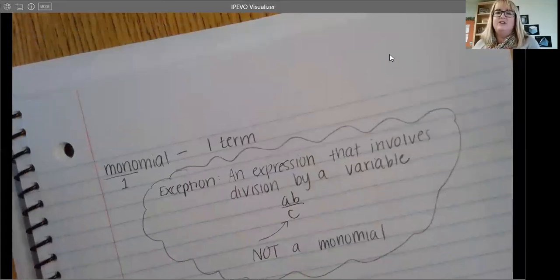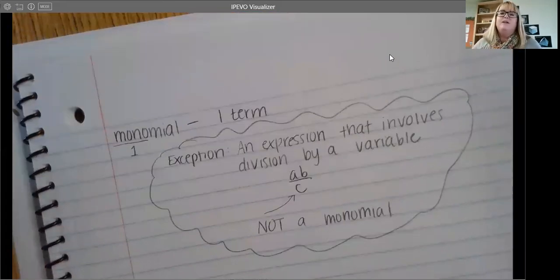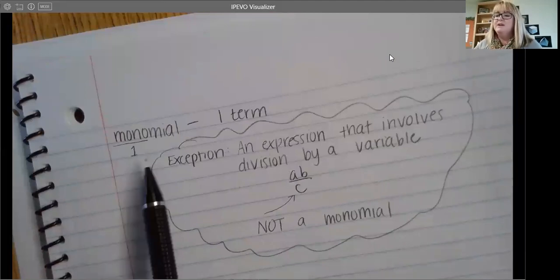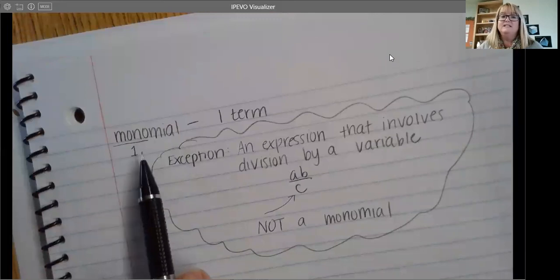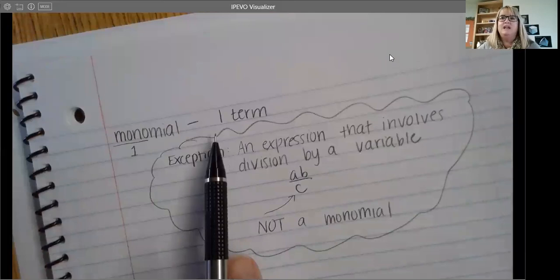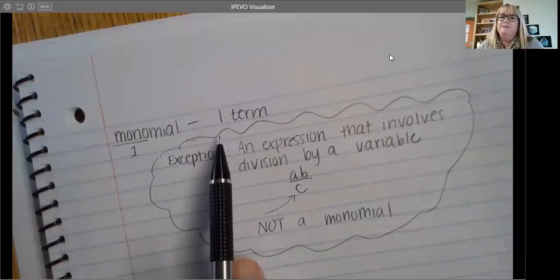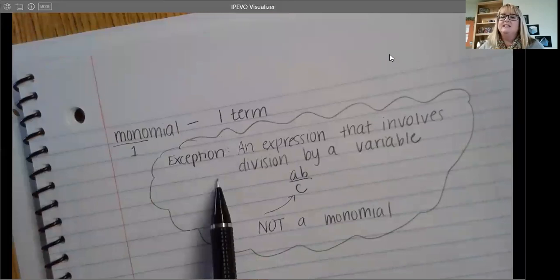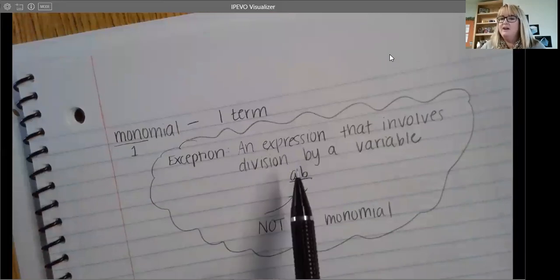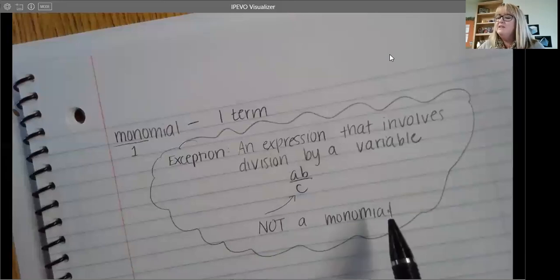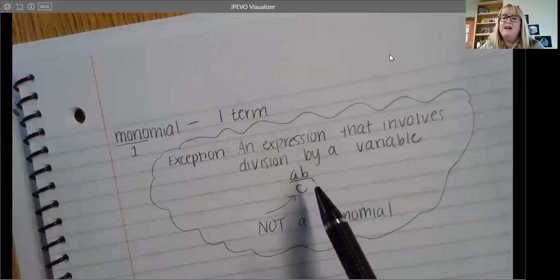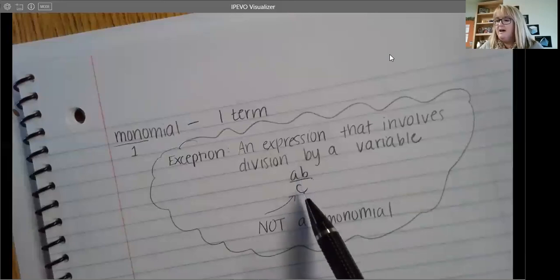And let's get started. There is one thing that I wanted to go over, and that is what a monomial is. A monomial, mono means one, and loosely in math it means one term. So it is one term. There is an exception, an expression that involves division by a variable, like AB divided by C. This is not a monomial, even though it's one term, because we are dividing by a variable. That's not allowed as a monomial.